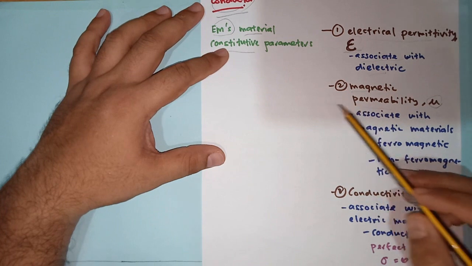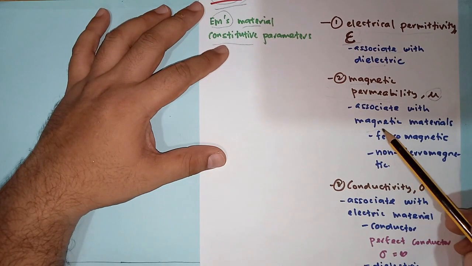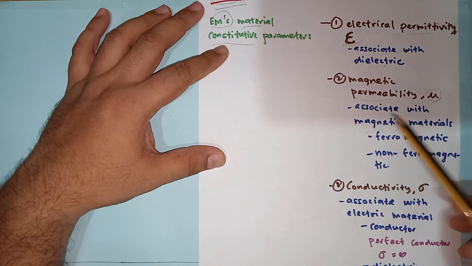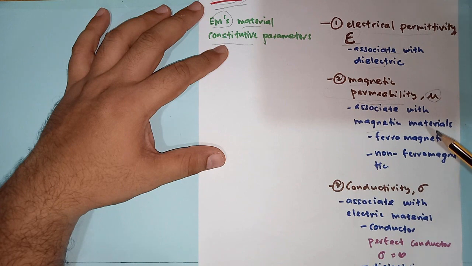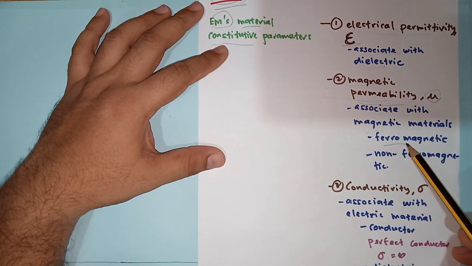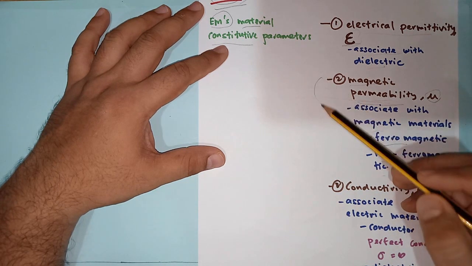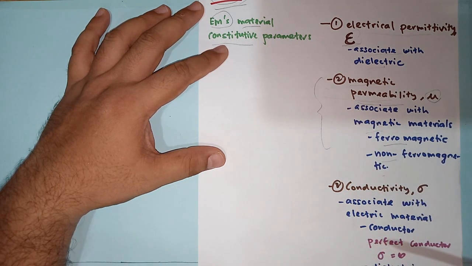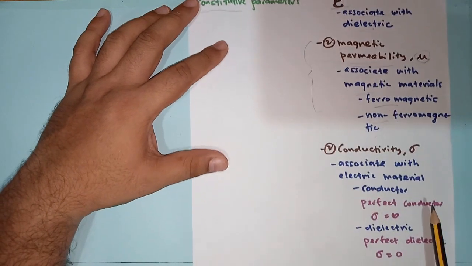For this particular parameter, basically it's associated with magnetic material, and from this parameter value we can classify the material from a magnetic perspective, either falling under the ferromagnetic type or non-ferromagnetic type. These topics we will cover when we go into magnetostatic topics.